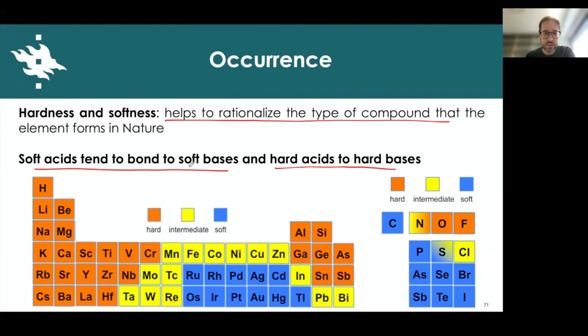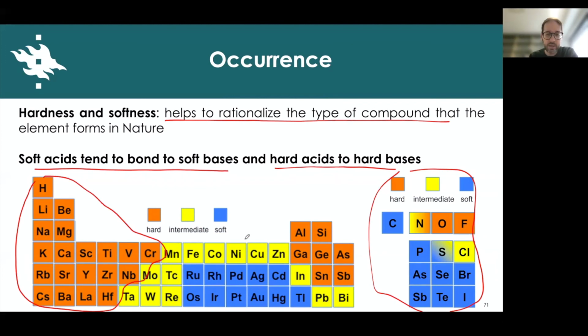So here we have the different elements in the periodic table. We can approach these species as being Lewis acids, and these species as being Lewis bases. For example, these species are classified as hard, the species here in yellow as intermediate, and the species in blue are soft, and the same here for the bases: orange, hard, yellow, intermediate, and blue, soft.